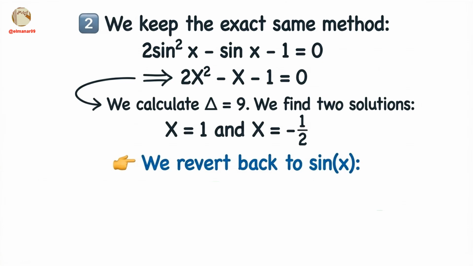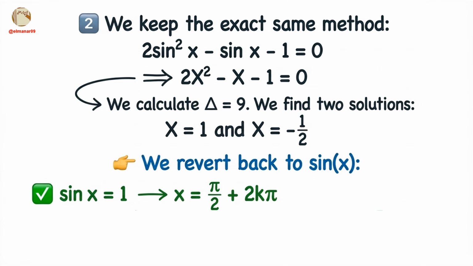Let's analyze the first case, sine of x equals 1. If you look at the unit circle, you'll see a blue point at the very top. That's where sine equals 1. It corresponds to the angle pi over 2. Since we're working on the entire circle, we add 2k pi to represent all full rotations. So, x equals pi over 2 plus 2k pi.